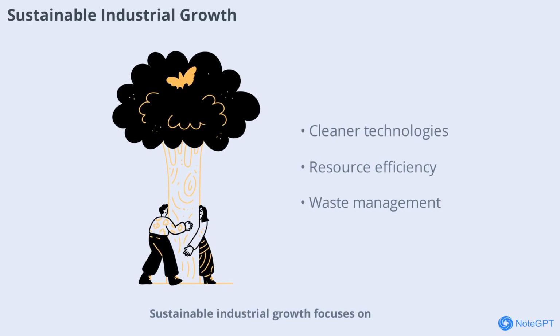Sustainable industrial growth focuses on balancing economic development with environmental protection. This involves adopting cleaner technologies, efficient resource use, and waste management practices. Sustainable industries ensure long-term prosperity for society and the planet.